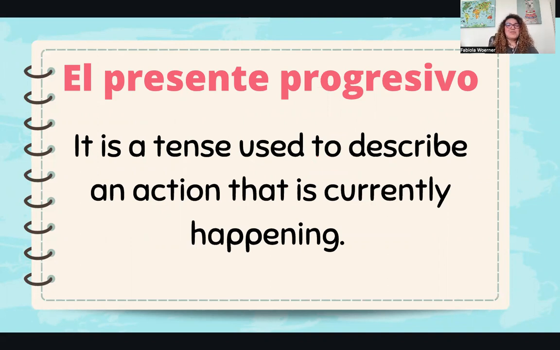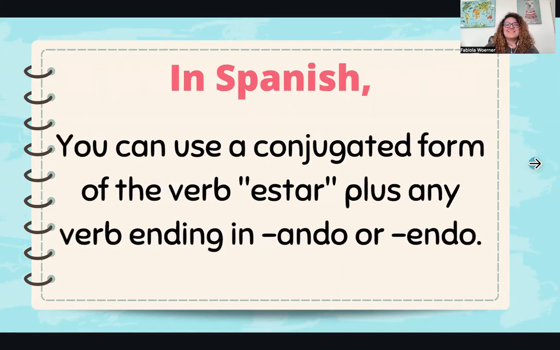And we are going to use it to talk about an action that is happening, that has already started, but we don't know when it's going to end. It is happening. So in Spanish, we're going to use a conjugated form of the verb estar plus any other verb ending in endo or ando. Any of those endings.